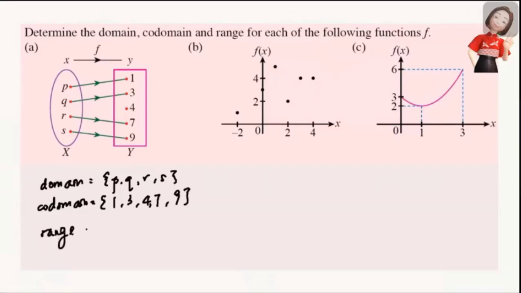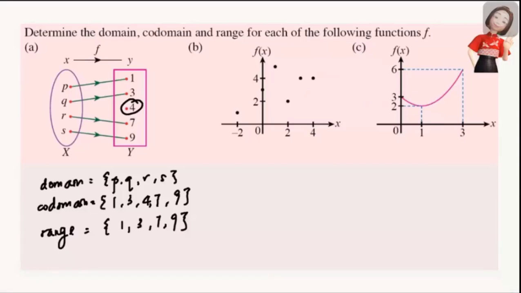So how about your range? 1, 3, 7, 9. Yes. The 4 tak ada masuk, 1, 3, 7, 9 only. Okay, the 4 is not in because there is no object that maps to it, so it's not considered range.